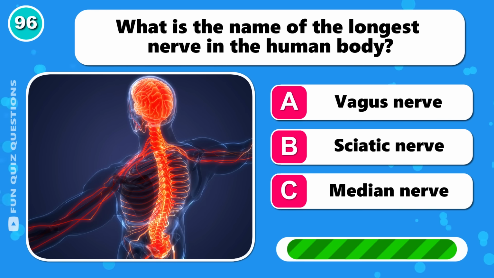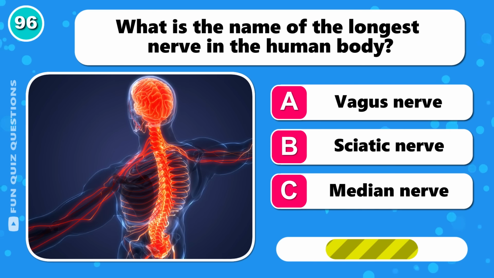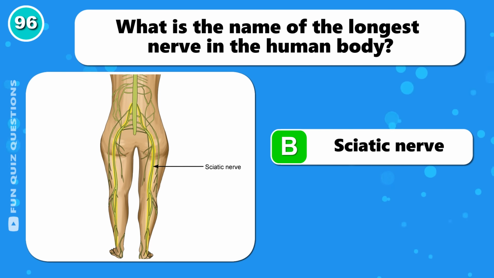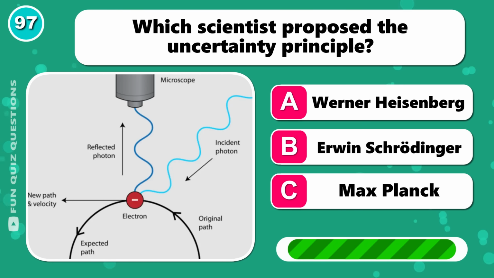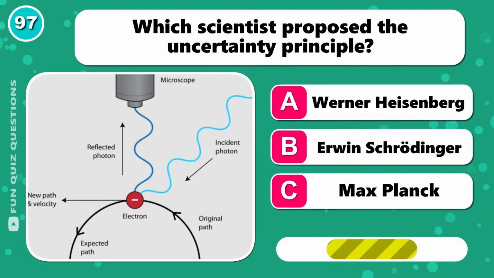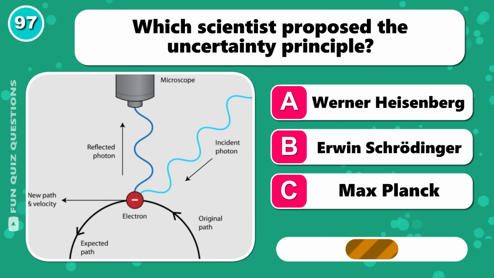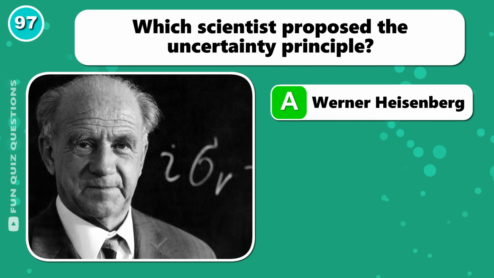What is the name of the longest nerve in the human body? It's B, the sciatic nerve. Which scientist proposed the uncertainty principle? Yeah, A, Werner Heisenberg.